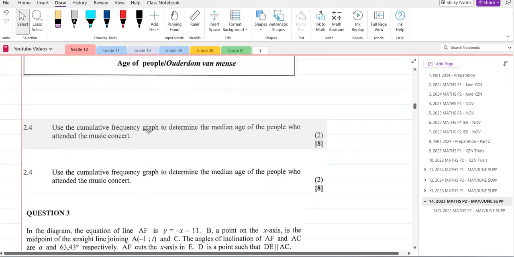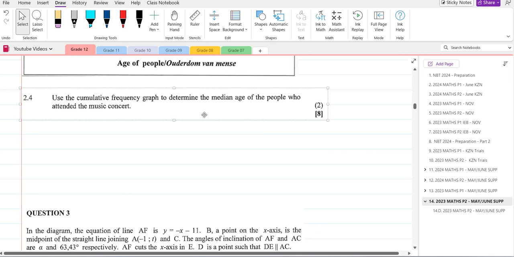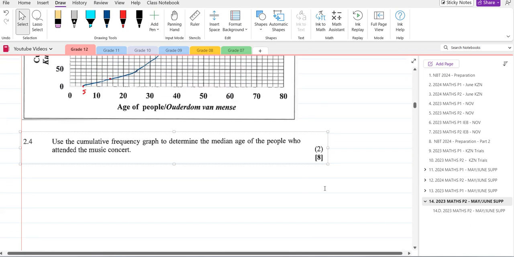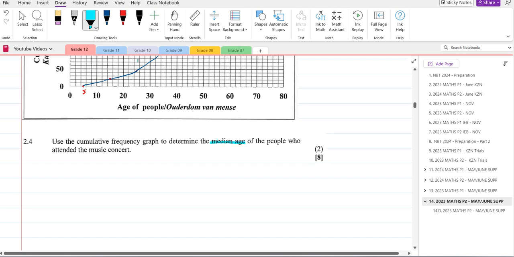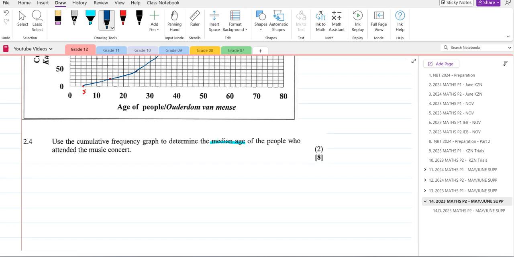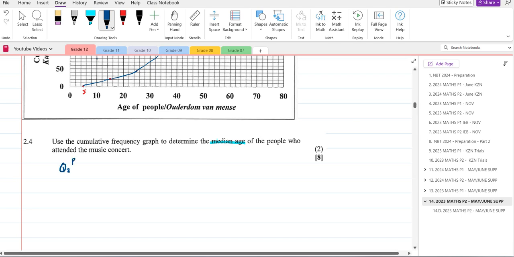Next question. Use the cumulative frequency graph to determine the median age. Median age is the middle value, the median age of the people who attended the music concert. First we're going to find the median position. So the Q2 position, which is the second quartile, is going to be half of 320, so I'm going to get the 160th position.